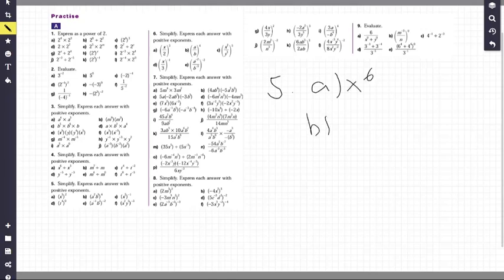B. So remember, you're distributing the power, so you have a to the 2 times 4, 8. B to the 3 times 4, which is 12. And then C, you're just multiplying right there. There should be nothing wrong. And then that's 5.